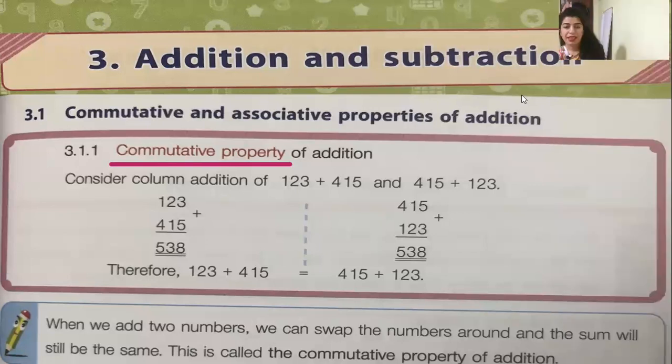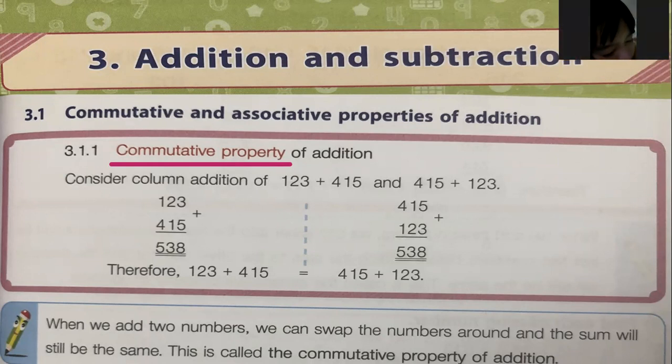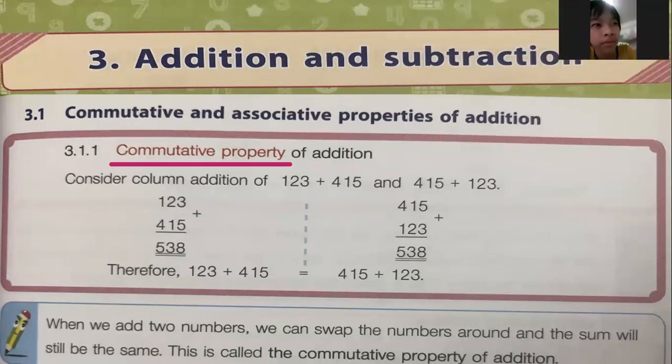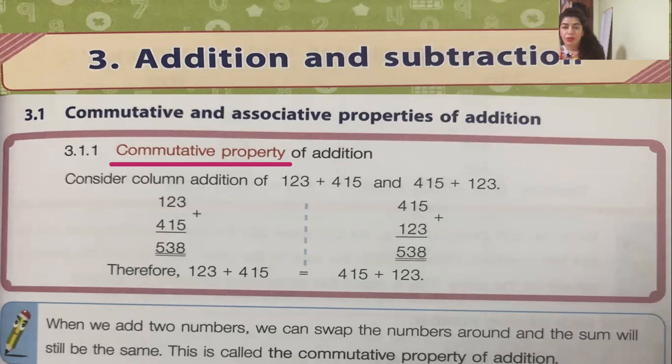Make an example, please. Six hundred and thirteen. Very good. So they are commutative property. Very good. Thank you so much. Please make an example.